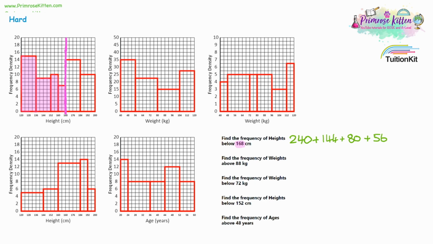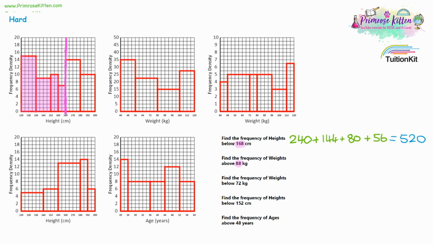Add them all together and use a calculator for this. And I'm getting an answer of 520. So there are 520 heights below 168. Now looking at question 2, what is the frequency of weights above 88 kilograms?